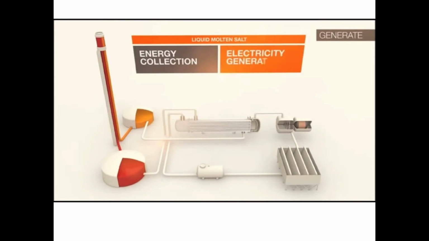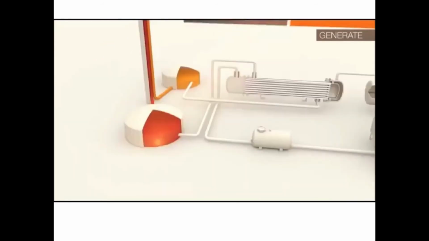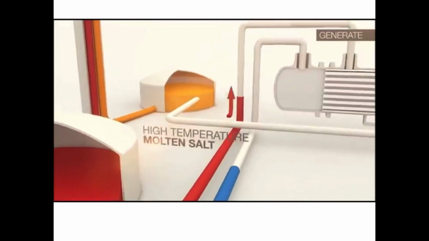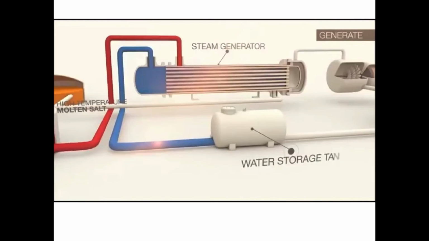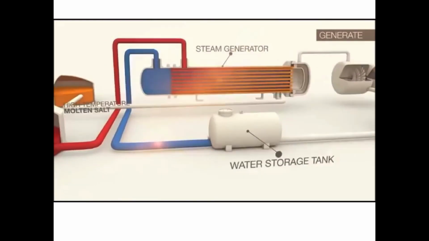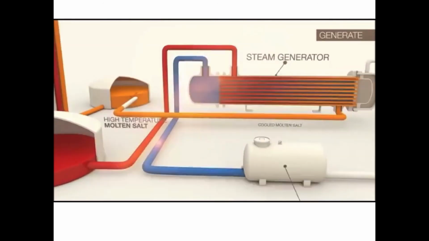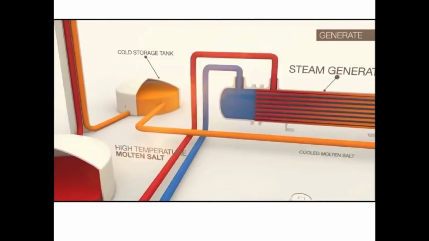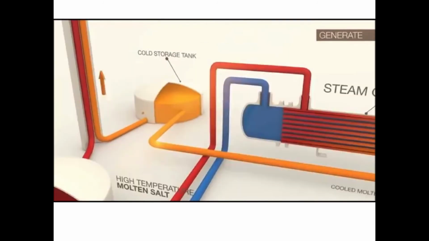When electricity is required by the utility day or night, the high-temperature molten salt flows into the steam generator as water is piped in from the water storage tank to generate the steam. Once the hot salt is used to create steam, the cool molten salt is then piped back into the cold salt storage tank where it will then flow back up the receiver to be reheated as the process continues.